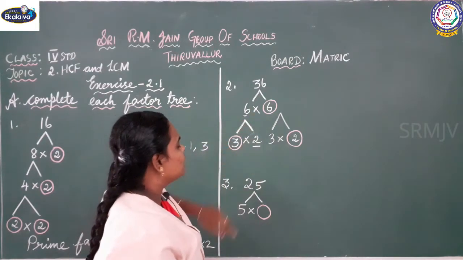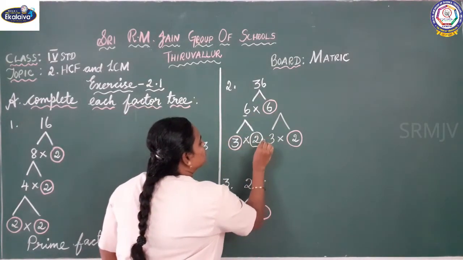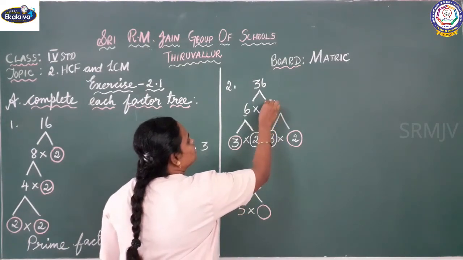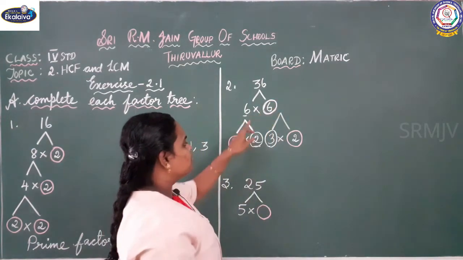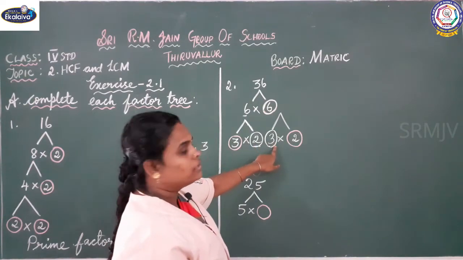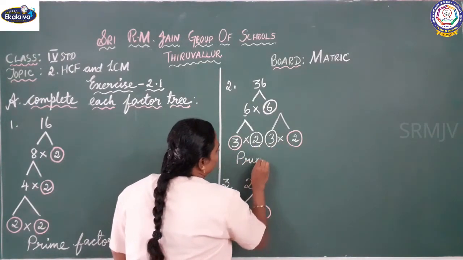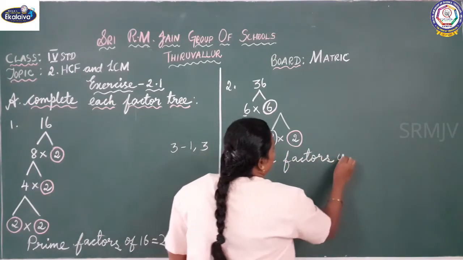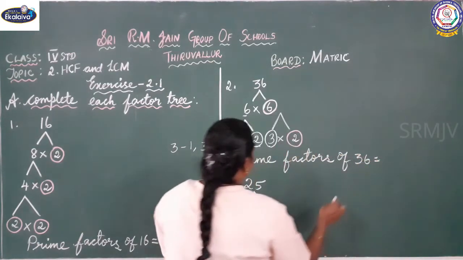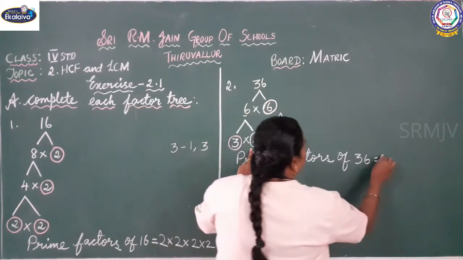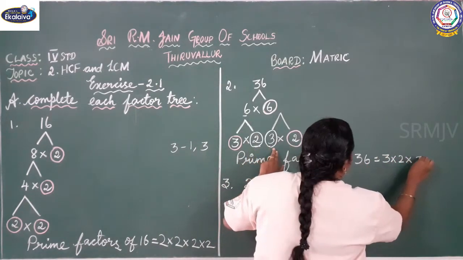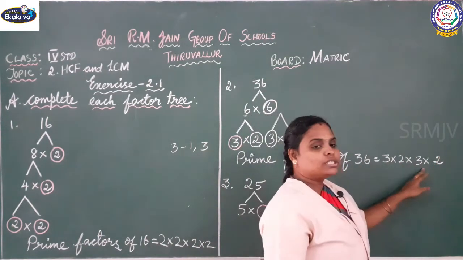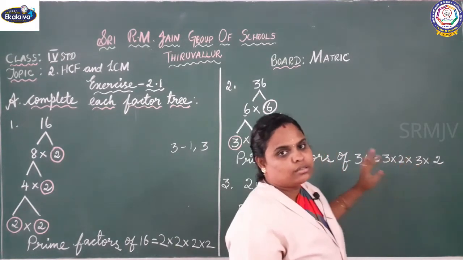We are going to write only the circled numbers. These numbers are also prime numbers. This is not a prime number, this is a composite number. So only the prime numbers we should write: 3 into 2 into 3 into 2. Prime factors of 36 equal to, what are the prime numbers we have got? 3 into 2 into 3 into 2. Listen children, 3 2s are 6, 6 3s are 18, 18 2s are 36.